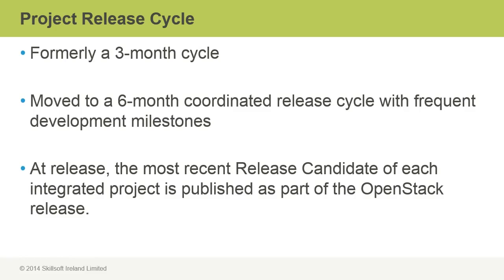On the release date, or at release, the most recent release candidate is collected from each integrated project, and that's what's published as the OpenStack release on a regular, recurring 6-month cycle.